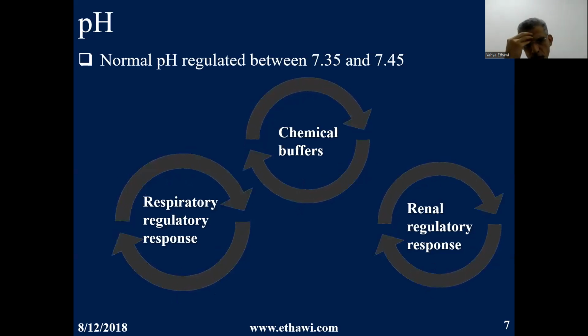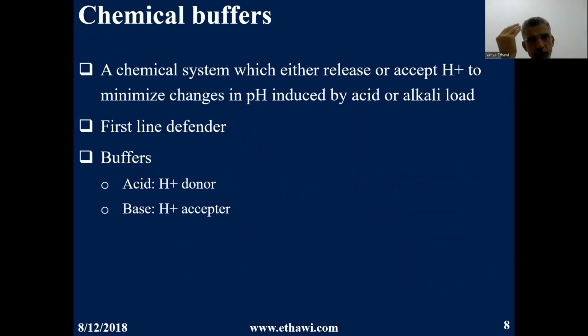And we have three types of buffer that try to correct the pH. The first one is the respiratory buffer, but we also have the chemical buffer, and we have the renal buffer. A buffer is a chemical system that either releases or accepts hydrogen ion to try to prevent changes in the pH that usually result from acid or alkali. It's the first line defender against changes in the pH. The buffer is either an acid or a base. The acid provides hydrogen ion, and the alkali or the base accepts hydrogen.